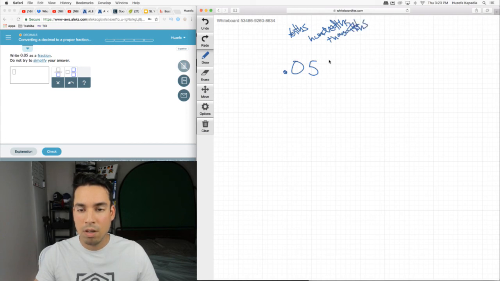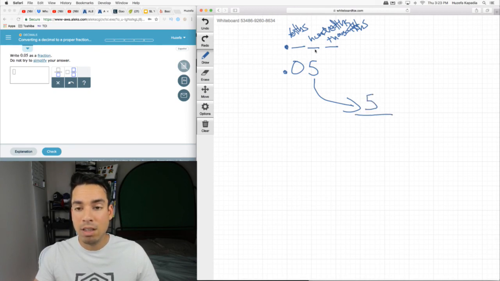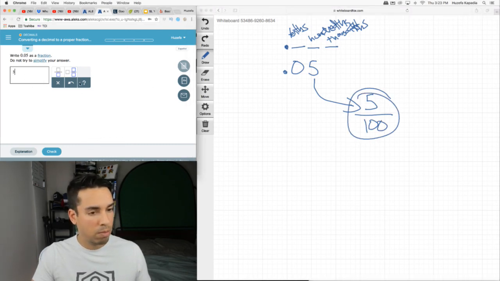Okay, so we have our decimal. We have 10th, 100th, and then 1000th. All we got to do is look at where this decimal stops. It stops in the 100th spot. So we take this number, 5, and that leading 0 is not necessary in a fraction. Since it's in the 100th spot, we put it over 100. It's as simple as that. We don't need to simplify. We just got to understand that this 0.05, since it's in the 100th spot, literally represents 5 out of 100.